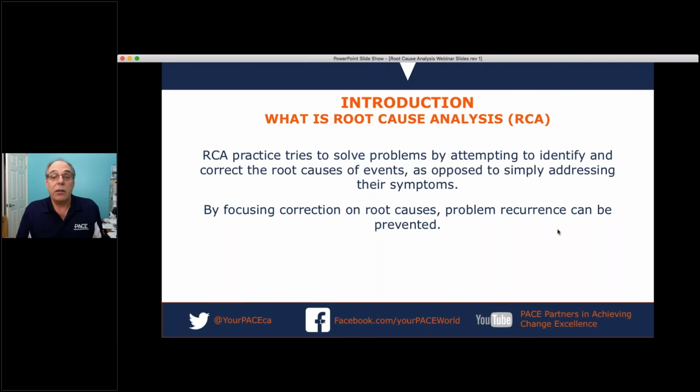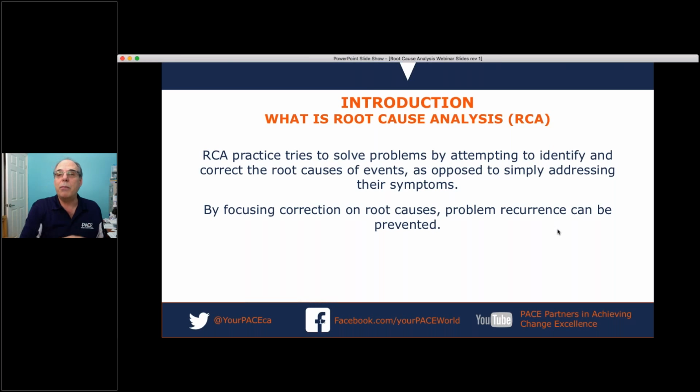So what is root cause? A lot of people call it RCA, root cause analysis, and it's a practice that tries to solve problems by attempting to identify the correct root cause. And what is a root cause? The root cause is not the symptom that you feel. If you're not getting your product out on time and people are complaining, that's the symptom, the complaints. What we try to avoid is just treating the symptom of people complaining, because that's not going to fix the root cause or the real problem you have.